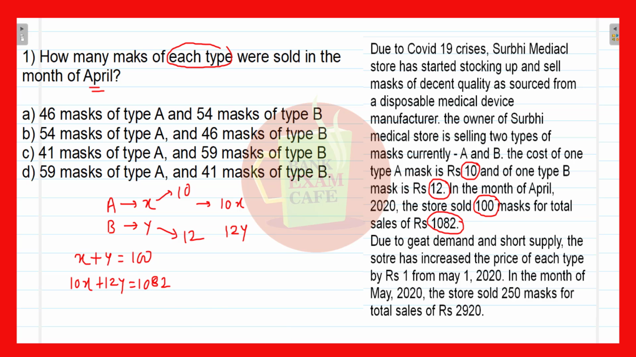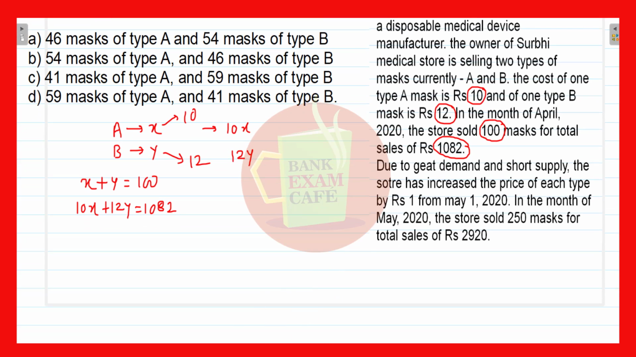And now solve these two pair of linear equations simultaneously. So what we will do, we will multiply the first equation by 10, so that this will become 10x, this will become 10y and this will become 1000, and then if we subtract, 10x will get cancelled, 10y minus 12y will be minus 2y, which is equal to minus 82. And so 2 ones are 2, 2 fours are 8 and 2 ones are 2. So y is equal to 41.